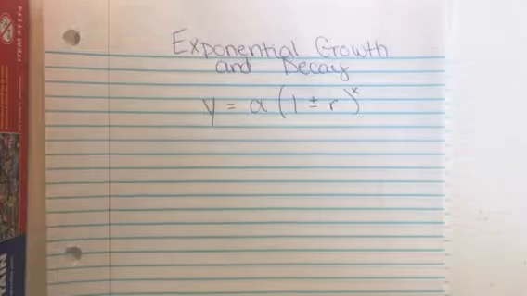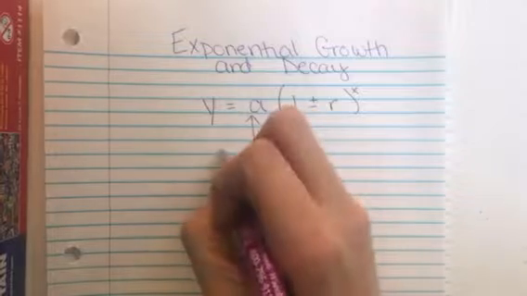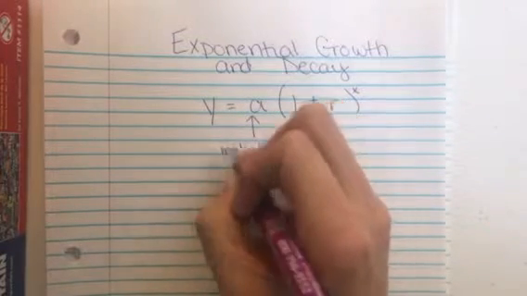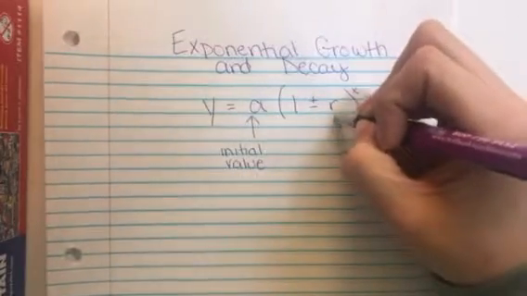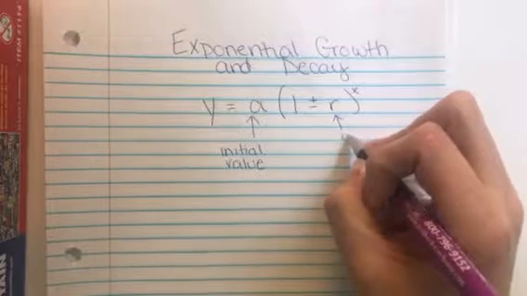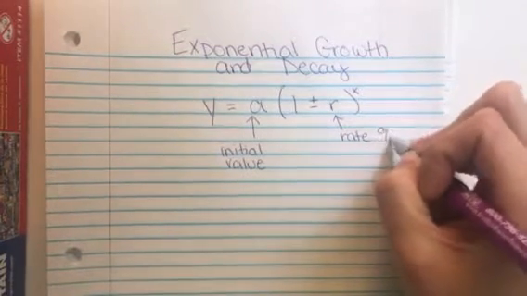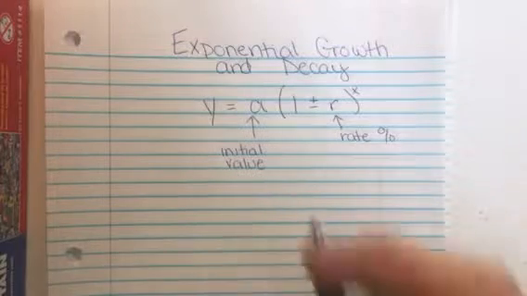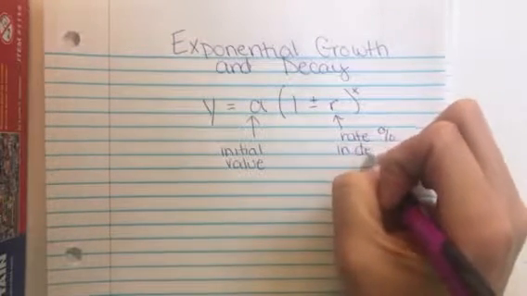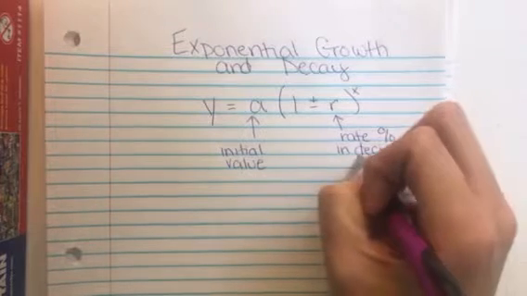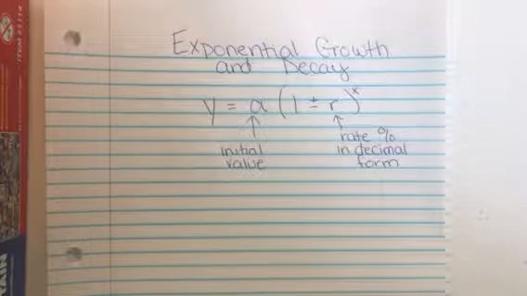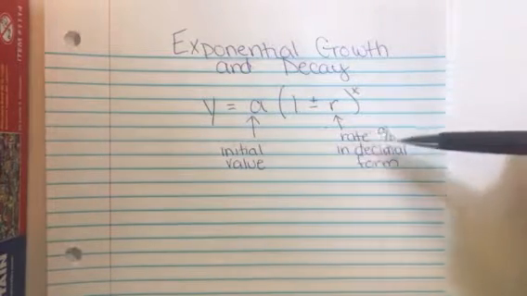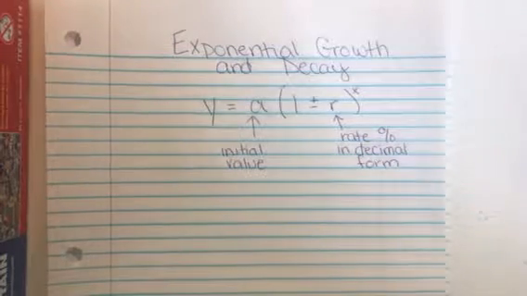Okay, so the x and y are going to stay. That's what makes it a function. We need those to be there. The a value is going to be our initial value, or our sort of starting value. The r is going to represent our rate, but that rate needs to be a percent. We'll talk about that in a minute. That's in decimal form. So our r is representing our rate. We're just turning that percent into a decimal.